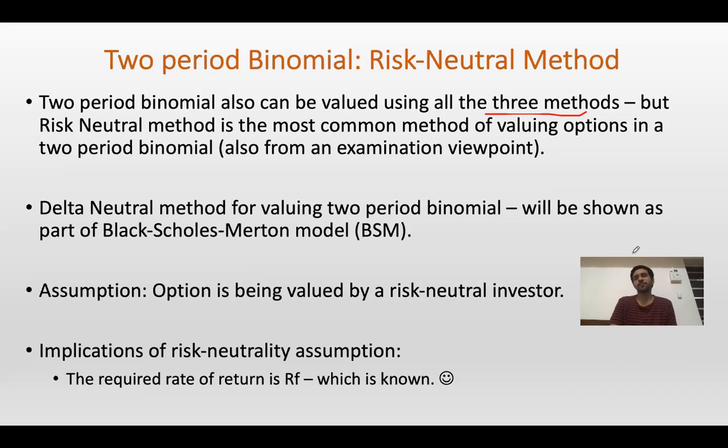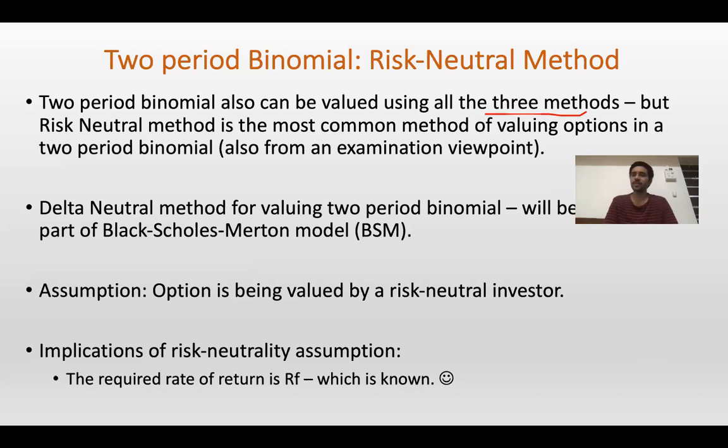Now coming to risk neutral method, the assumption that we made under the single period binomial continues under the 2-period binomial as well. What is that assumption? The assumption is that the option is being valued by a risk neutral investor. And what is the implication of that assumption? The implication is nothing but the required rate of return, or the discount rate, is now going to be the risk-free rate, which is already known to us.